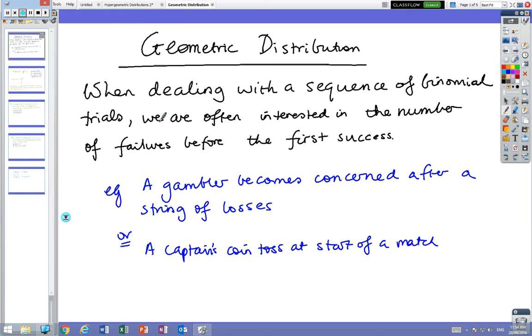Okay, so we're looking at maybe the last of our distributions, and it's called the geometric distribution. This is often dealing with a binomial event, and we're looking at how many failures we have to have before our first success. For instance, a gambler has a string of losses and wants to know the chance of him winning eventually, or if you've got a bad captain's coin toss, you might look at that as well. So copy that and come across when you're ready.